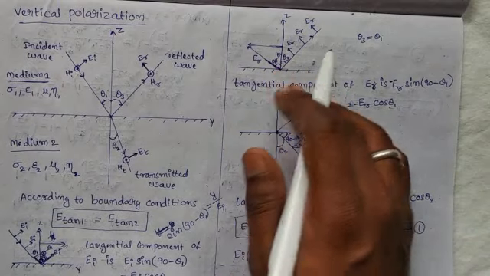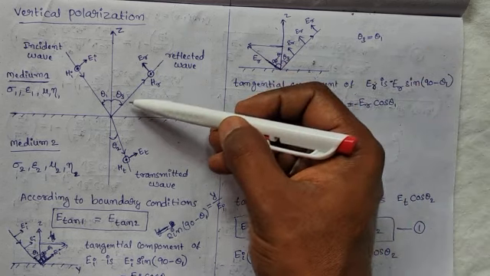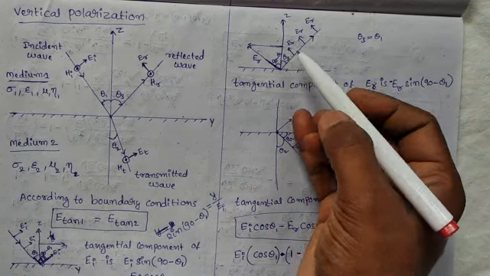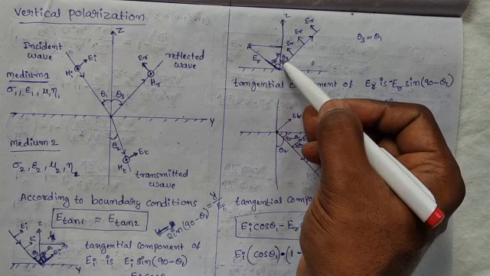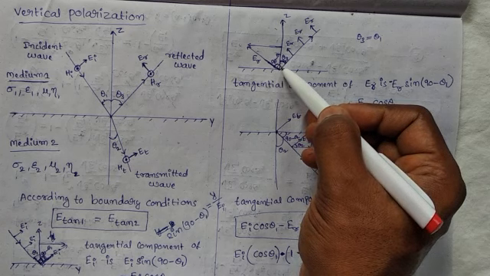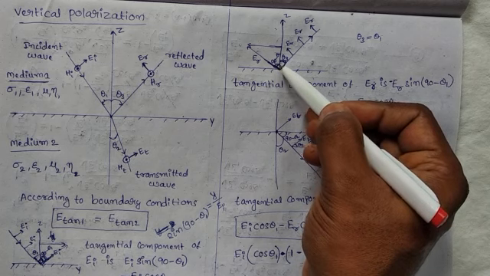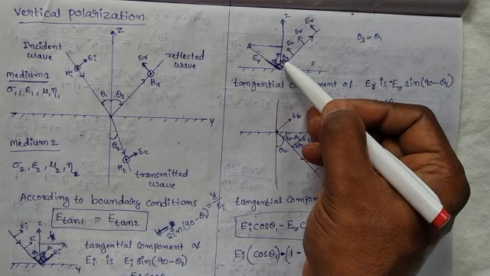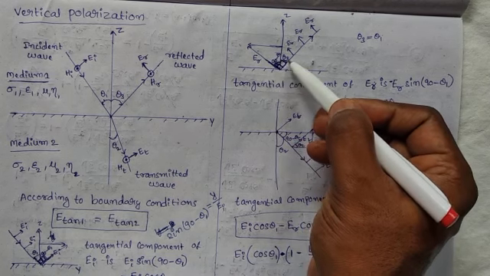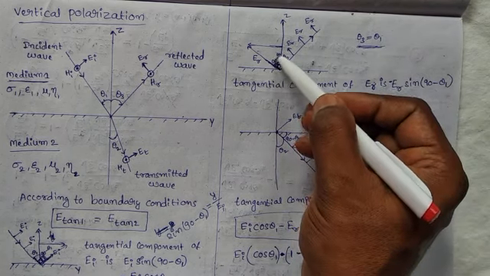Similarly, we are determining the tangential component of the reflected wave. This is our reflected wave, and this is the direction of the reflected wave. Now this angle is theta 3. The angle between the direction of propagation and the electric field intensity is 90 degrees. This angle is theta 3, so the other angle is 90 minus theta 3. From Snell's law, theta 3 is equal to theta 1, so 90 minus theta 1.